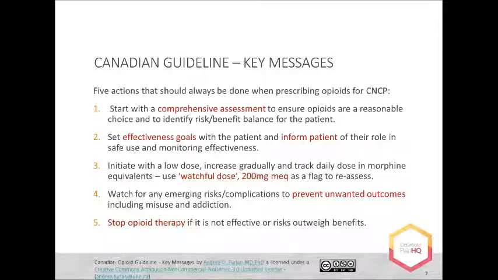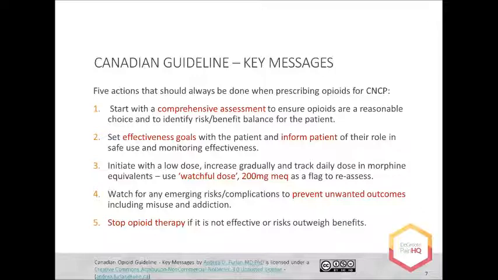The second one is set goals with the patient, because most people don't know that opioids cannot eliminate chronic pain completely. It's different from acute pain, where opioids can reduce pain dramatically, but it doesn't happen with chronic pain, and I'll try to explain this later in my talk. So when patients have unrealistic expectations, thinking that opioids will eliminate 100% of their pain, that's not an effective goal, and patients need to be informed about what opioids can do, and also how to monitor this effectiveness.